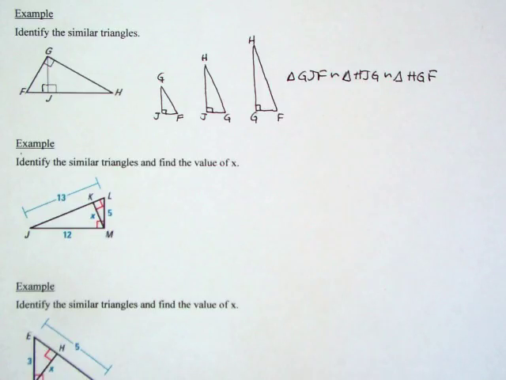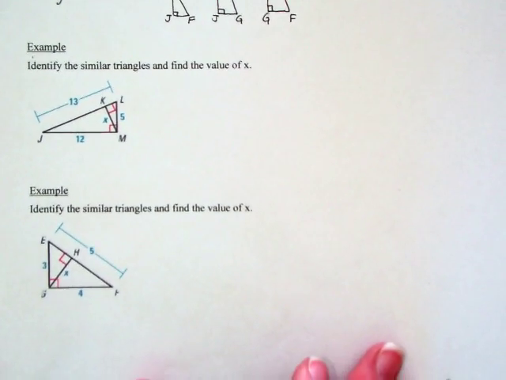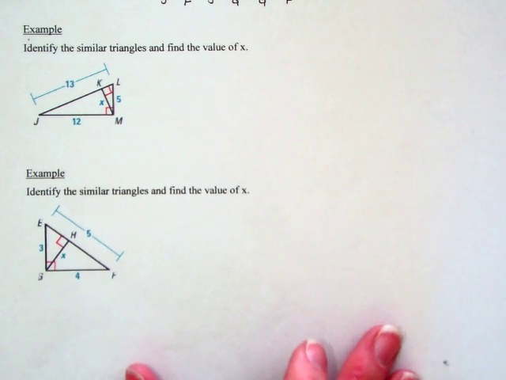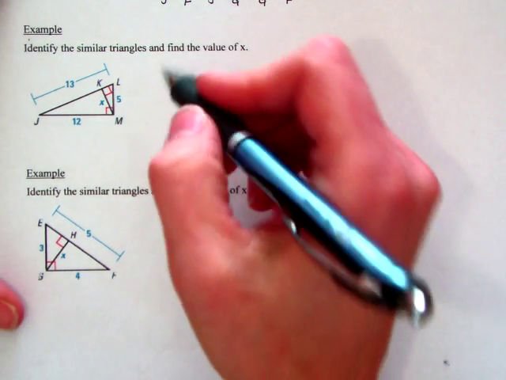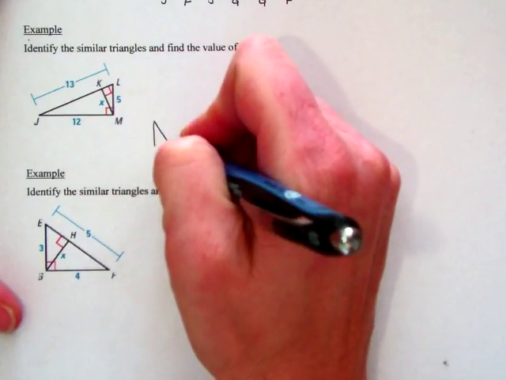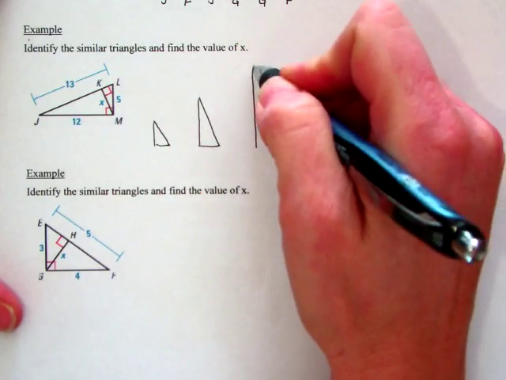Make sure the letters are going in the right order as well, because you want to match them up the right way. Next it says identify the similar triangle, so that's what we're going to do. That's the same thing up there. And then find the value of X. So I'm going to draw my three triangles. One small, one medium, and one large.